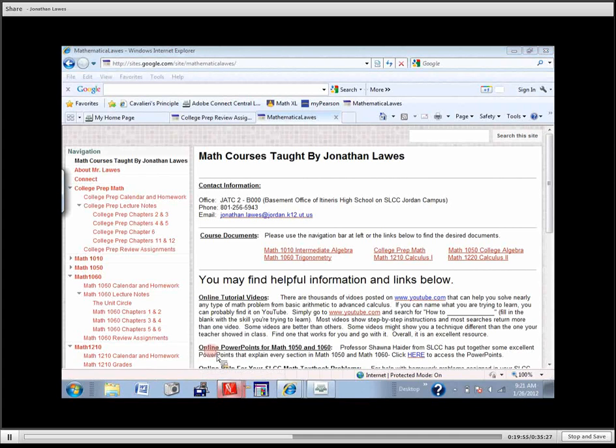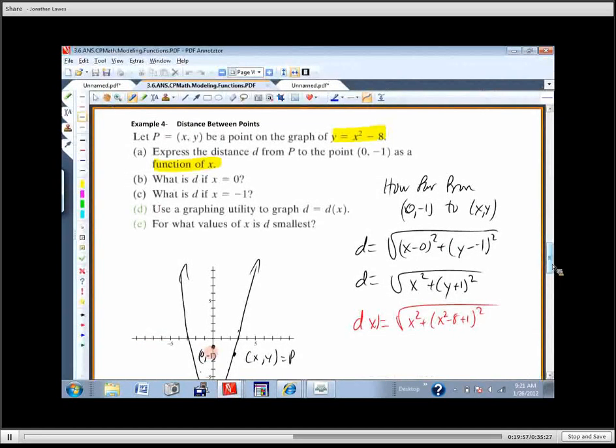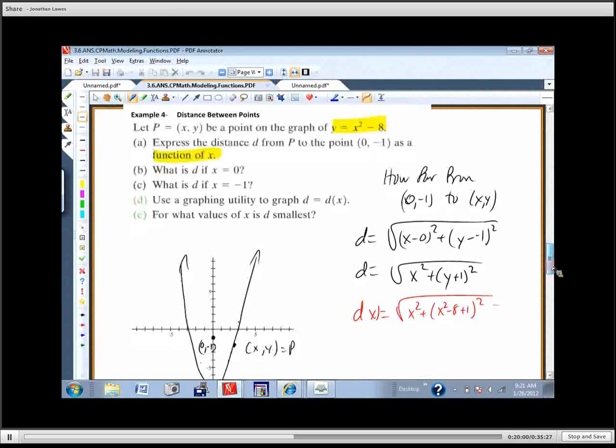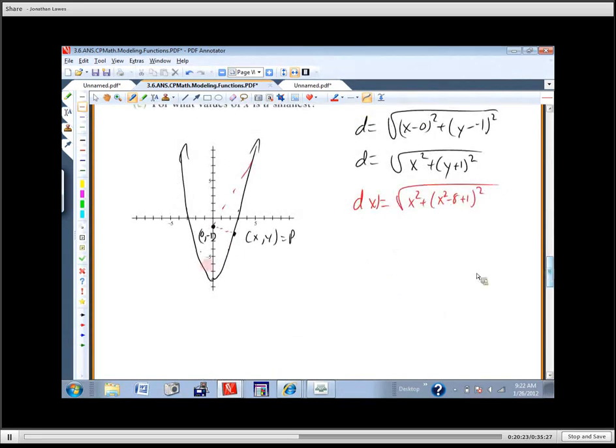Okay. All right, so let's go back here and take a look at, let's see, we were doing this problem right here. It said express the distance d from point P to the point (0, -1) as a function of x. So that's basically saying how far is it from (0, -1) to (x, y), no matter where this point is on here. So we did it like this, okay? But it could have been up here, and we could have had to find that distance there. It could have even been over here, okay? Find the distance there. Something like that.